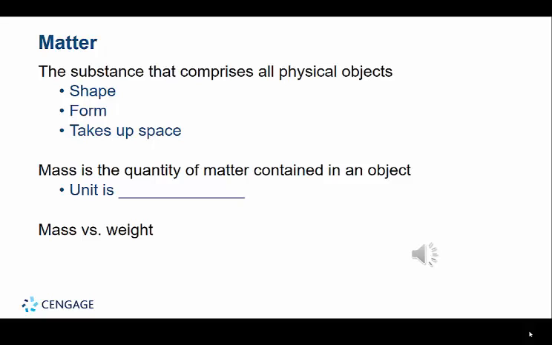And there is a difference between mass and weight. They're two different concepts. Mass is the quantity of matter in an object. The force that an object exerts under the influence of gravity is weight. For example, in space you could be weightless, but you would still have the same mass as you would on Earth.